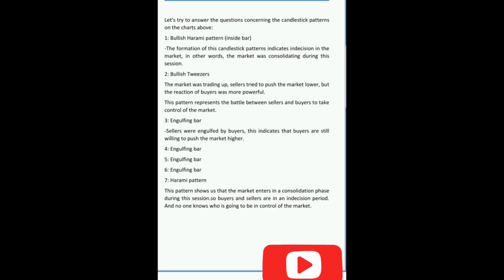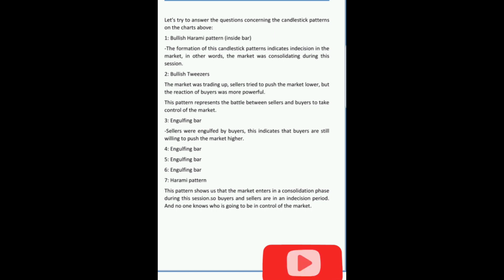Try to answer the questions concerning the candlestick patterns on the charts above. 1. Bullish harami pattern, inside bar. The formation of this candlestick pattern indicates indecision in the market. In other words, the market was consolidating during this session. 2. Bullish tweezers. The market was trading up. Sellers tried to push the market lower, but the reaction of buyers was more powerful. This pattern represents the battle between sellers and buyers to take control of the market.